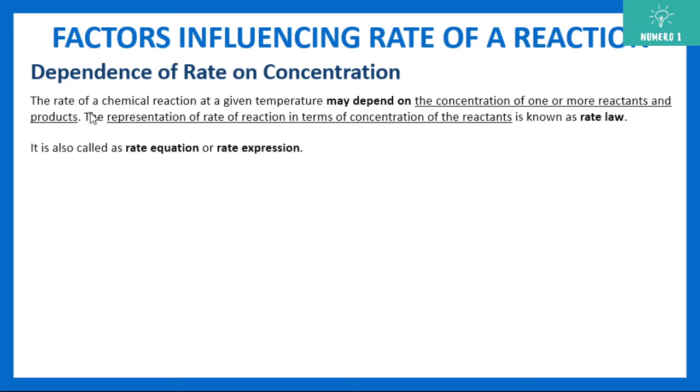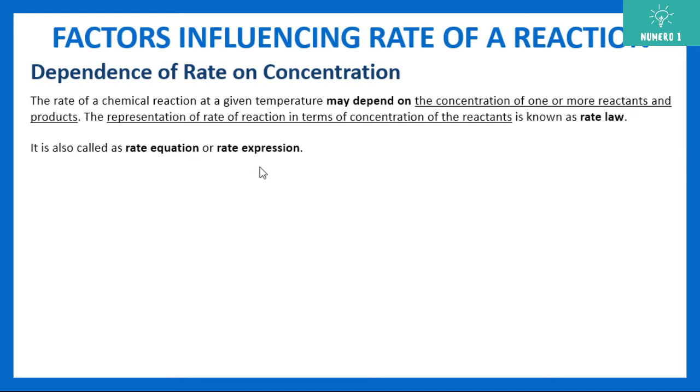Now, the rate of a chemical reaction at a given temperature may depend on the concentration of one or more reactants and products. Okay, so it can depend or it cannot depend. Remember that it may depend. The representation of the rate of reaction in terms of concentration of reactants is known as the rate law. The statement is the rate law, and it also gives an equation. That equation is known as the rate expression or rate equation.